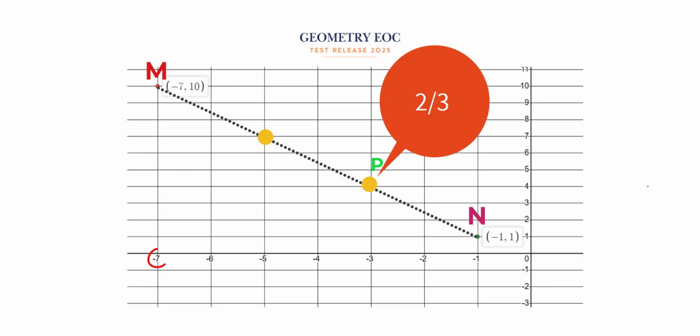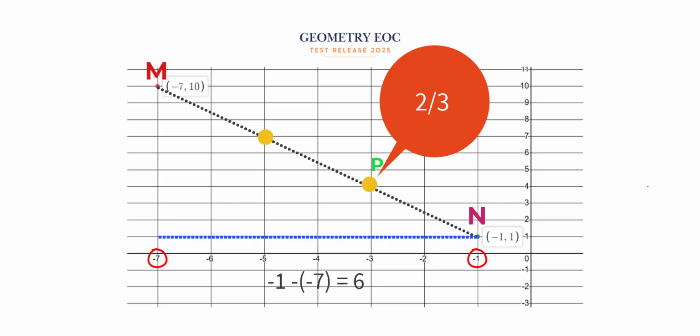The x-coordinate of M is -7. That's our starting point horizontally. The x-coordinate of N is -1. That's our ending point horizontally. Now let's find the total horizontal change from M to N. We subtract final point minus initial point. -1 minus -7 equals 6. So moving from M to N means we move 6 units to the right.